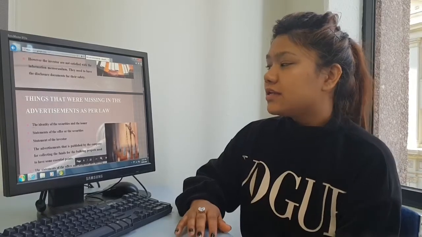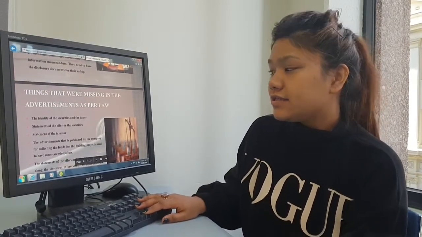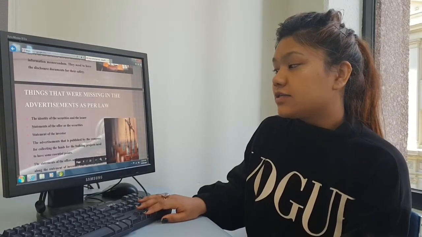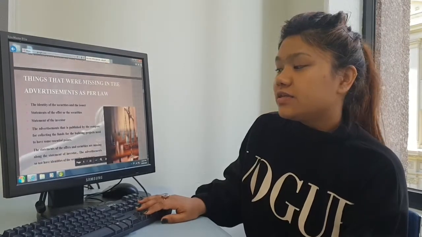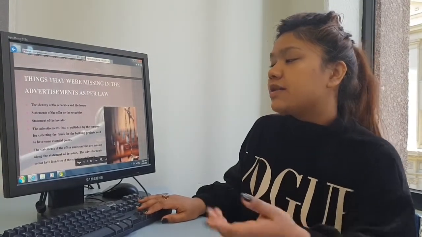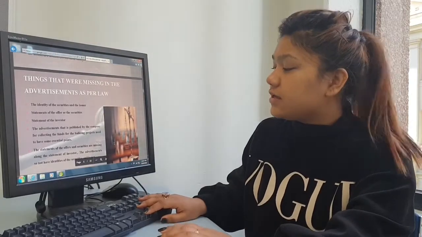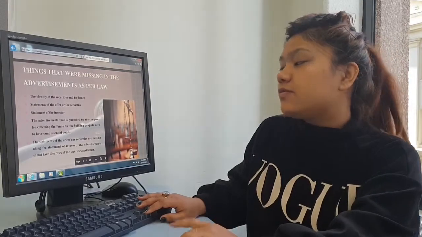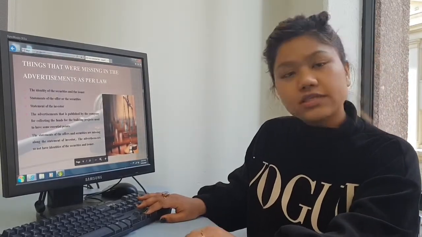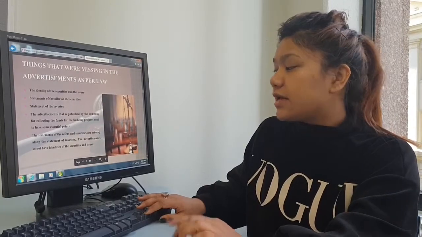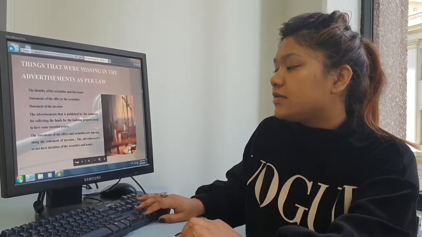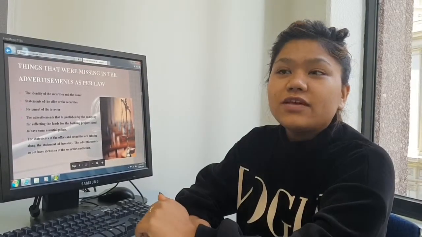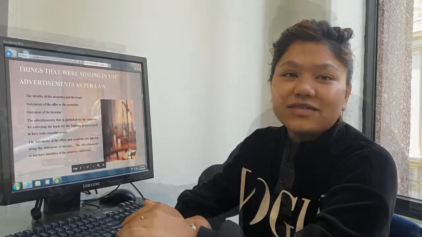Now, things that were missing in the advertisement as per law are the identity of the securities and the issuer, the statement of the offer of the securities, and the statement of the investor. The advertisement that is published by the company for collecting the funds for the building project needs to have some essential points, whereas the statement of the offers and securities are missing, along with the statement of the investors. The advertisements do not have the identities of the securities and the issuer. Now the rule of the report is going to be discussed by Bisal.